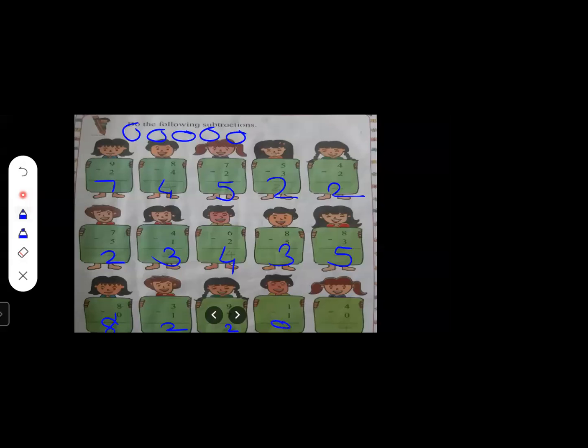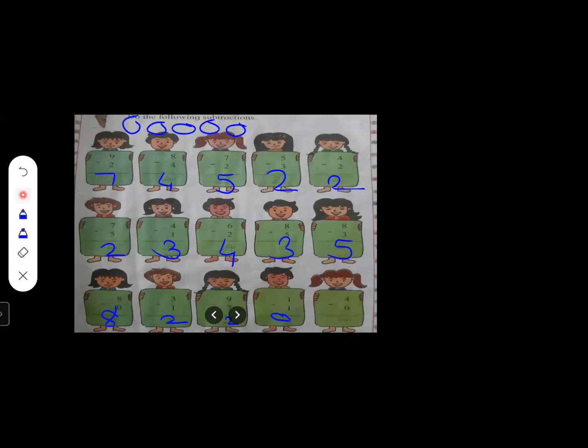Okay. Now the next one. 4 minus 0. What will be the answer? 4, right?